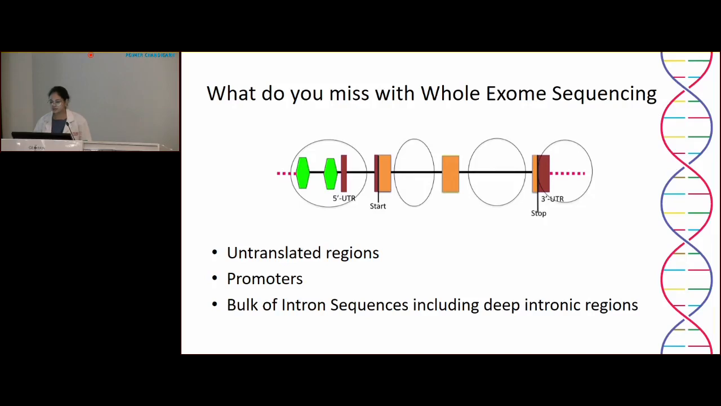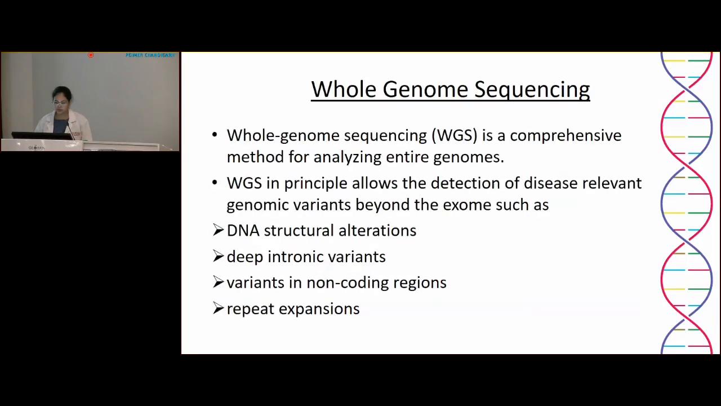And to overcome that, one can go for whole genome sequencing. It gives you everything that is there in the genome of an individual, and therefore it allows you to detect disease-relevant genomic variants beyond the exome, such as DNA structural alterations, deep intronic variants, variants in non-coding regions, and repeat expansions.